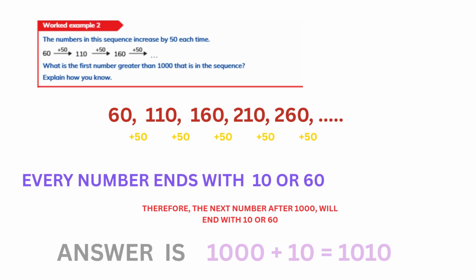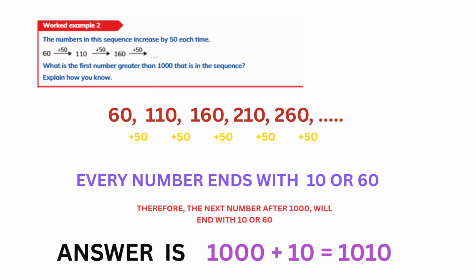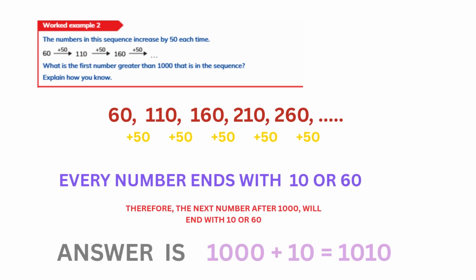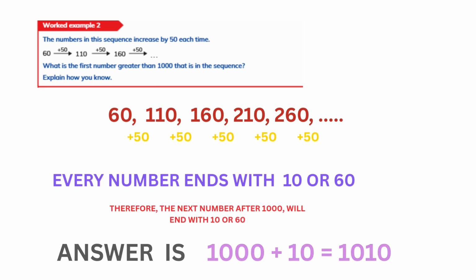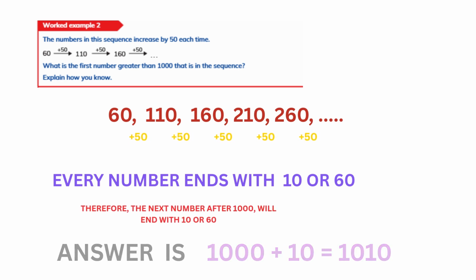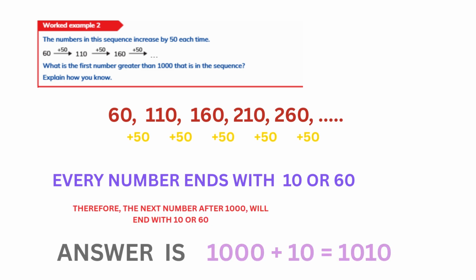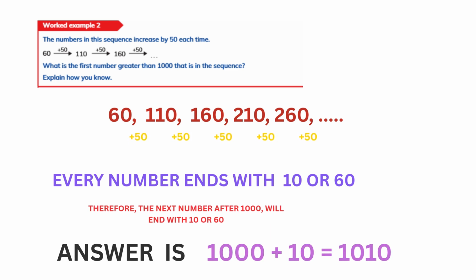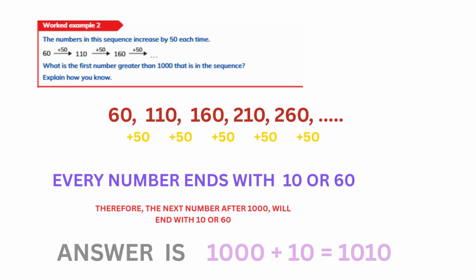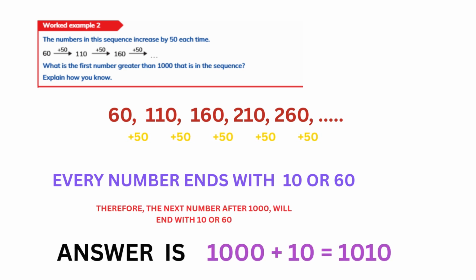Worked example 2. Now let's try another one. The numbers in this sequence increase by 50 each time. 60, 110, 160, 210, 260, and so on. The question asks, what is the first number greater than 1,000 that is in the sequence? If you look carefully, every number ends in either 10 or 60. So the first number greater than 1,000 must also end with 10 or 60. The answer is 1010. This shows us how recognizing patterns makes solving sequences easier.